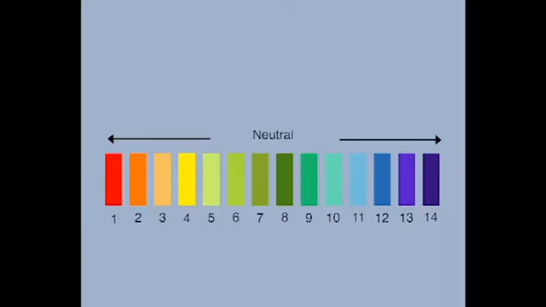pH is a measure of how basic or acidic your water is. It is measured on a scale of 0 to 14. 7 is considered neutral. Anything below 7 is more acidic and anything above 7 is more basic, otherwise known as alkaline. In a moment, I'll explain how pH affects herbicides and show you how to measure pH.